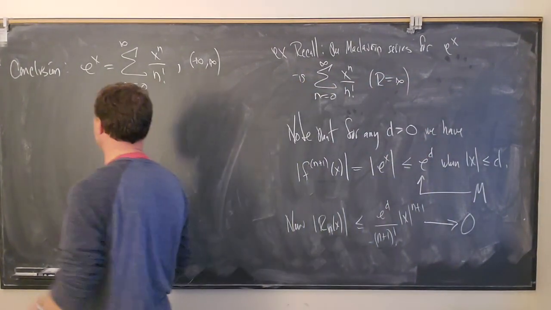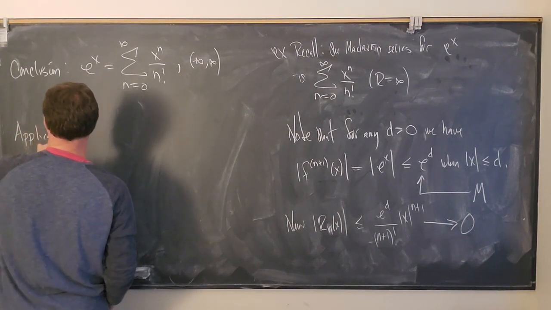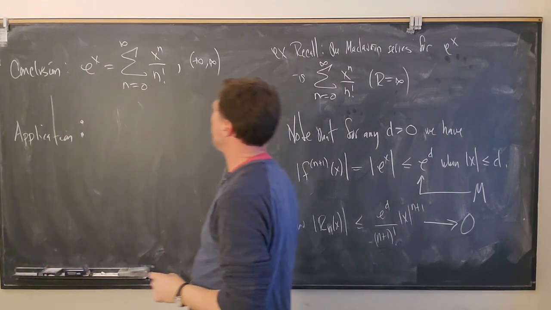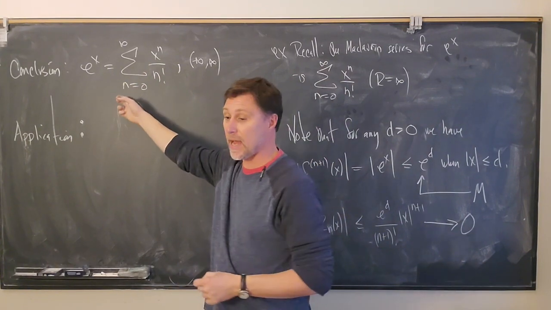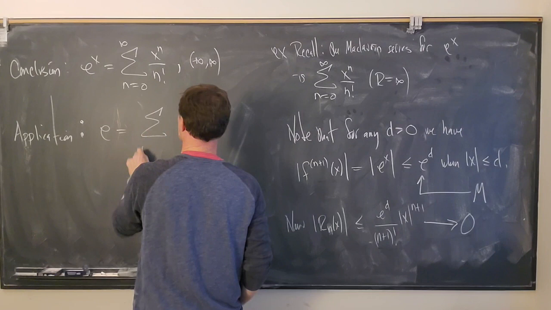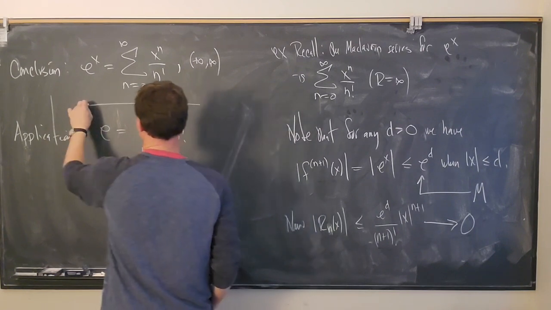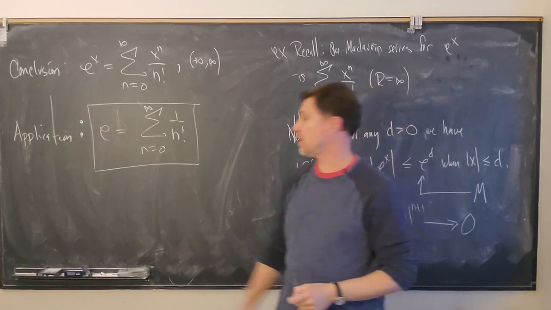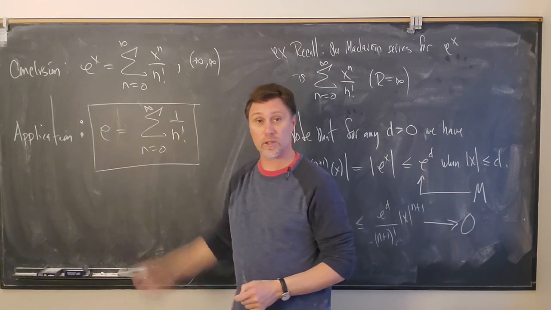As a quick application, if I plug 1 into both sides, we get e on the left-hand side equal to the sum n equals 0 to infinity 1 over n factorial. So that's a nice, famous fact right there. Here's another way to think of e. This series converges, and it turns out that it converges to the number e.